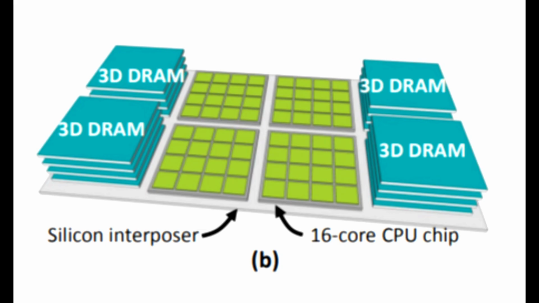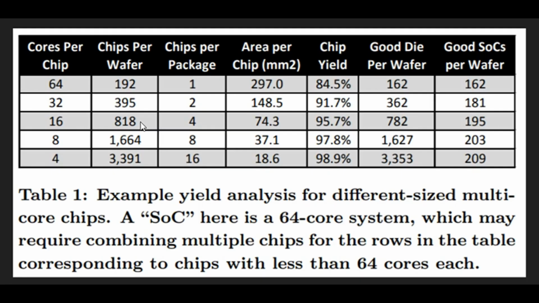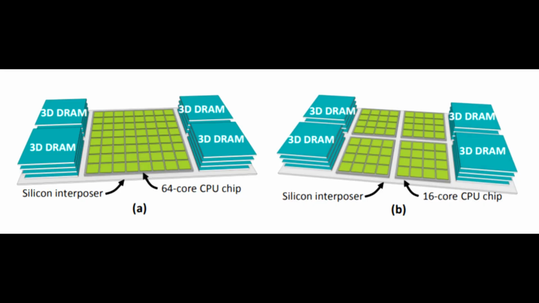And if you move down to 16 cores per chip, as in the main example, you of course get very many more chips on the wafer. And even though each package would require 4 chips, because the yields are so much higher and because you get so many more good dies on the wafer, the number of good system on chips per wafer has now risen to 195. So in effect you would get 20% more CPUs from the same wafer when using 4 16-core chips compared to 1 64-core. And this here is the main reason for disintegrating a monolithic chip into smaller chips.